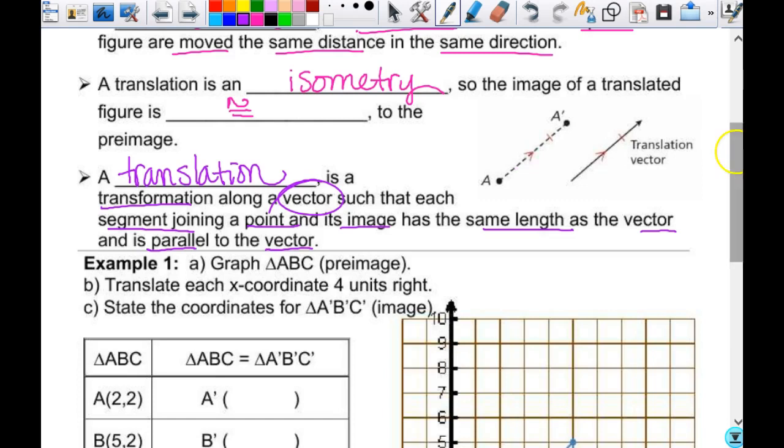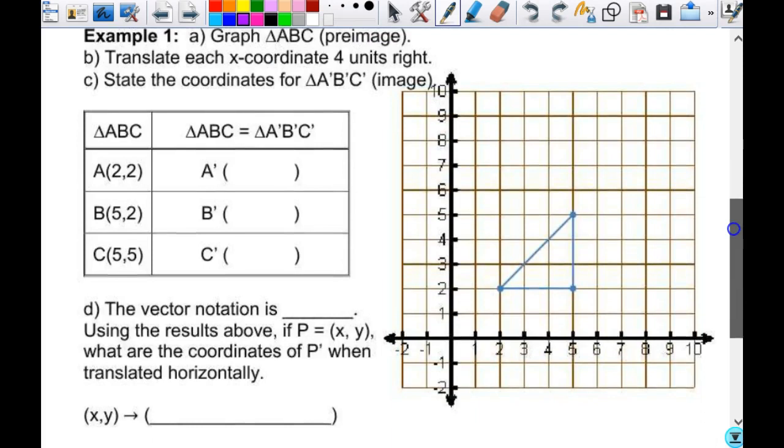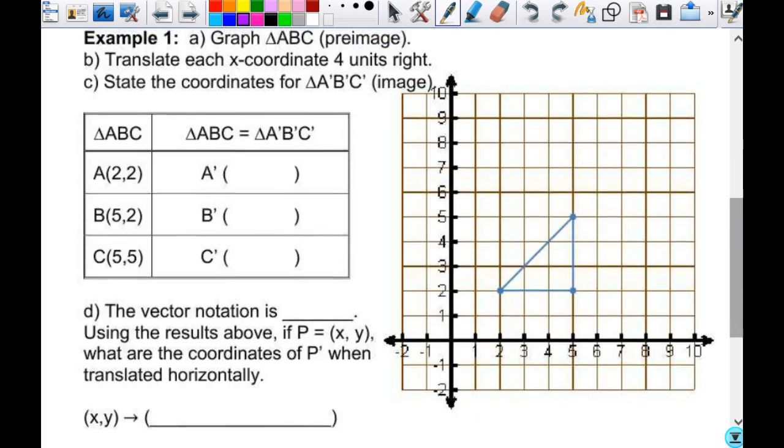So they're different, and they might look a little weird at first, but what we're doing is not going to be difficult at all. So example 1 says to graph the triangle, translate each x-coordinate 4 units right. Now, this wording is what you did before 8th grade math, when you first did translations, whenever it was. So we're going to start this way. First, the triangle's already drawn for you, so we just need to label it. So A, B, C. Then I'm going to translate it. It says 4 units right.